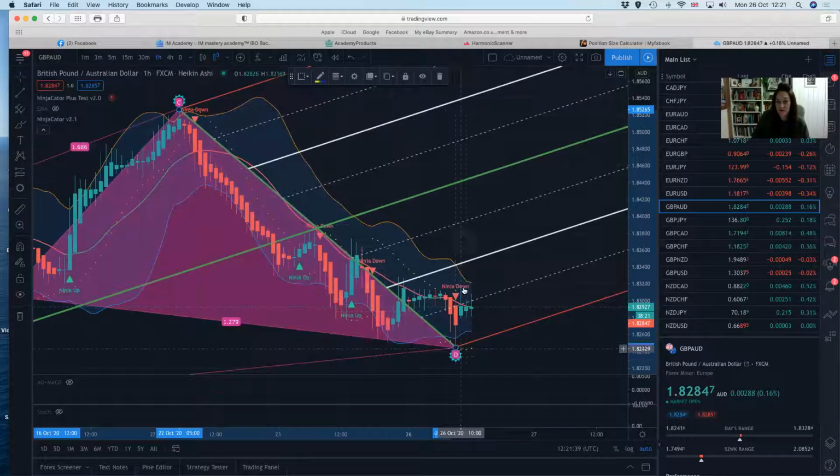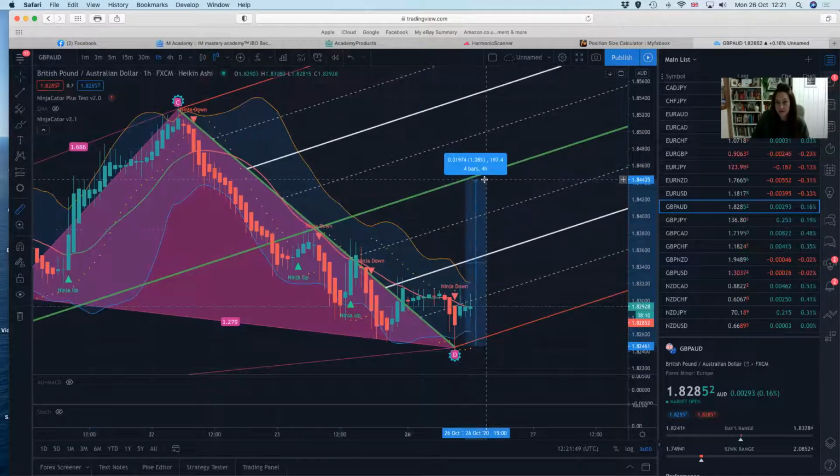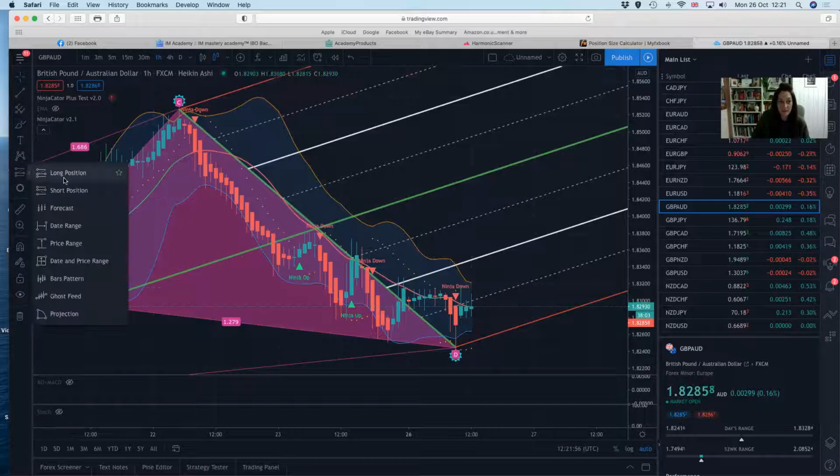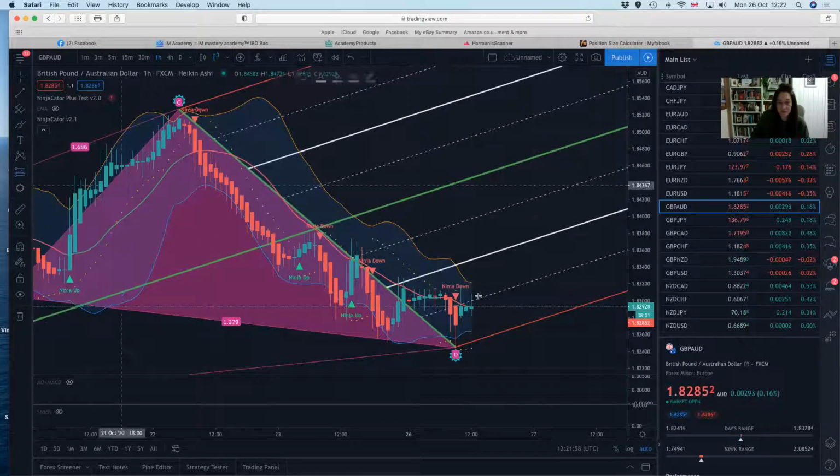You draw on your pitchfork, you head for the median line after the harmonic scan is drawn, and then you take the ninja ups up to this line. So potentially in this trade, there's up to 197 pips there, and your stop loss will be just under your D. So you can see how powerful this is. So this is a long position.